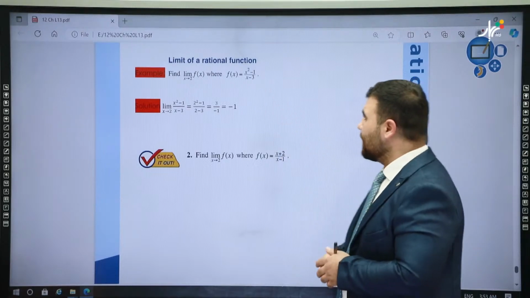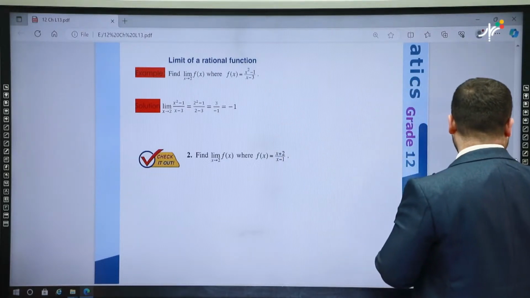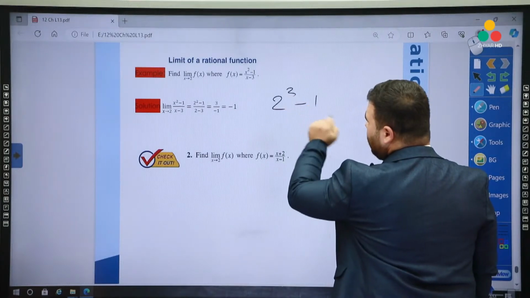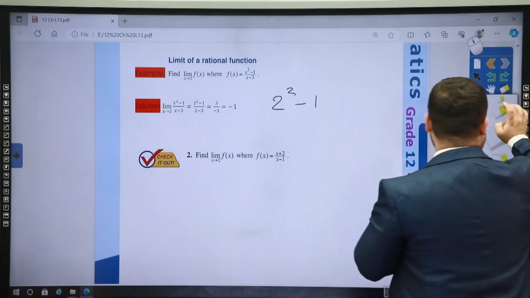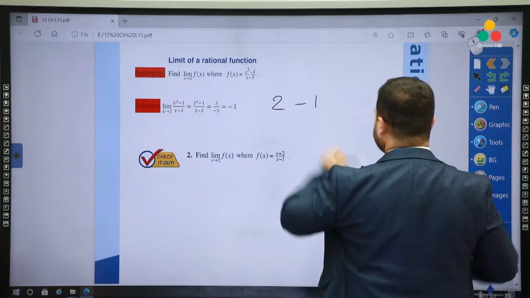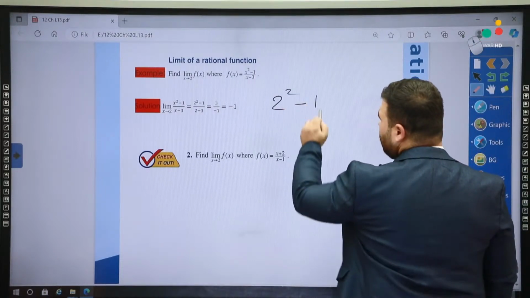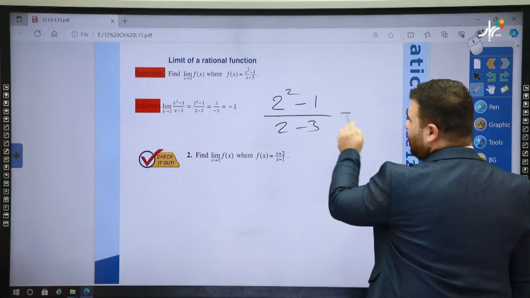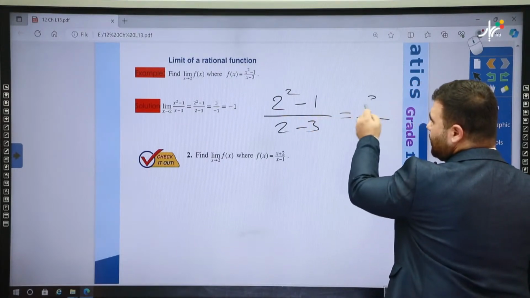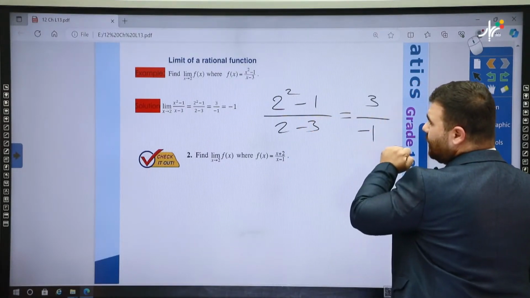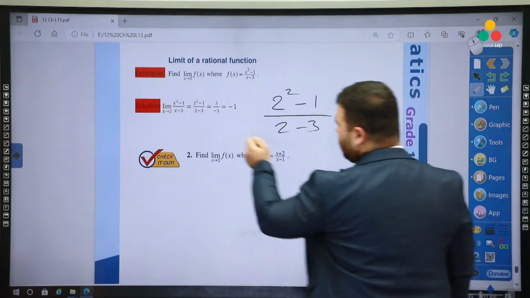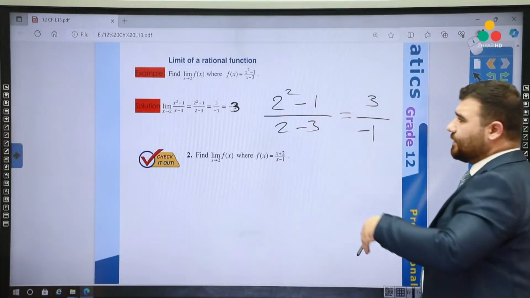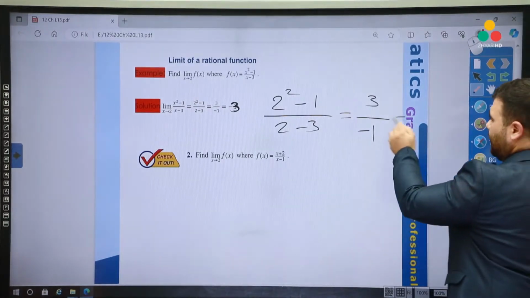Now for this one, if I directly put 2 in place of x, this will be 2 power 2 minus 1 over 2 minus 3. 2 power 2 is 4, minus 1 is 3, 2 minus 3 is negative 1, so the final result, 3 divided by negative 1, is negative 3. That's obvious.